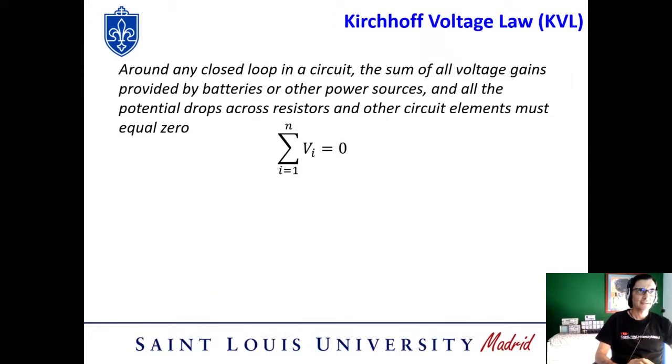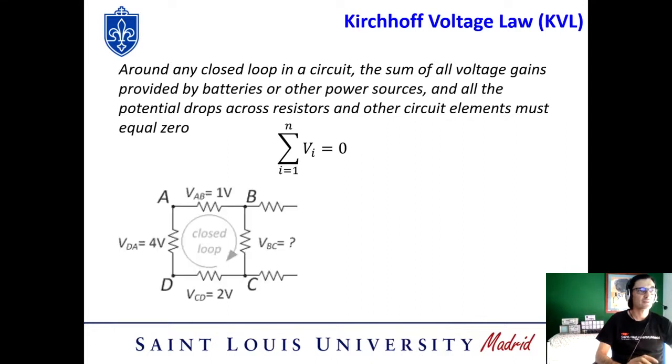The second law is Kirchhoff's voltage law. The voltage law says that around any closed loop in a circuit, the sum of all voltage gains provided by batteries or other power sources and all the potential drops across resistors, using Ohm's law, and any other circuit element must equal zero as well. So mathematically, the sum of all voltage drops, batteries, etc. has to be zero.